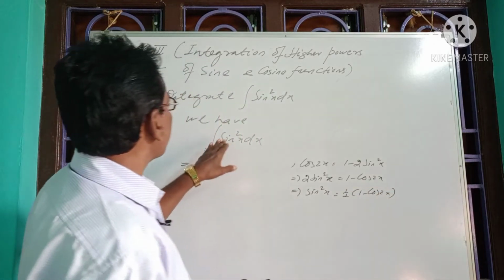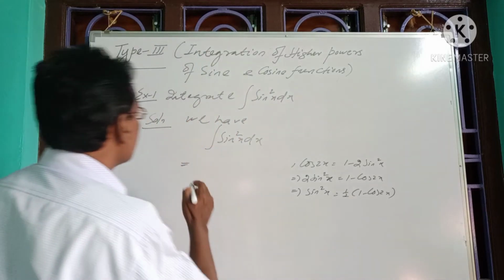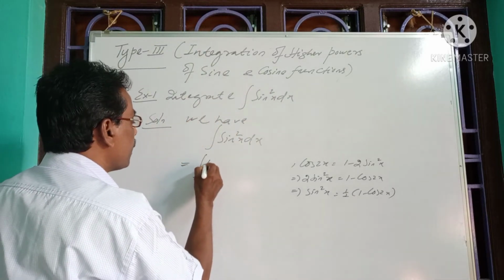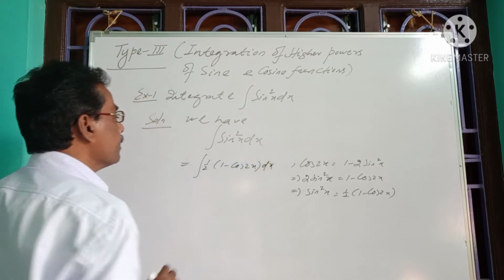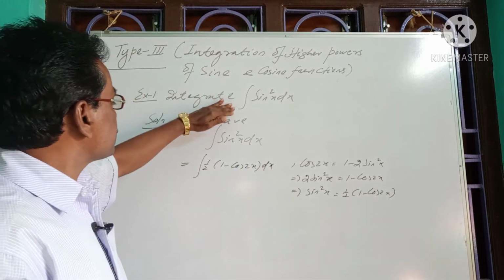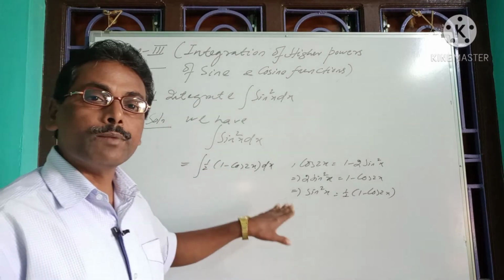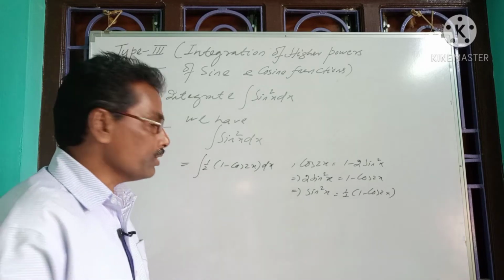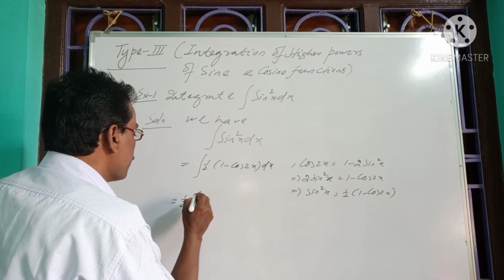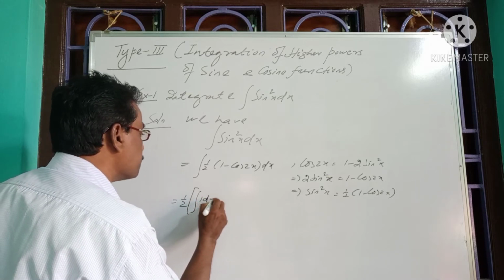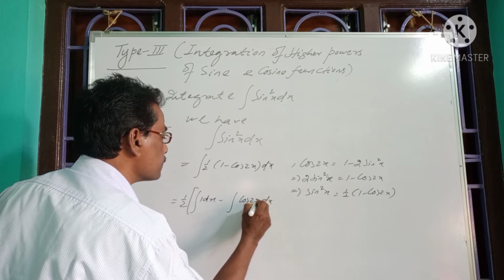Now in place of sin square x, we may substitute half into 1 minus cos 2x. So we have the integration of half into 1 minus cos of 2x with respect to x. Now transforming sin square x into the form half into 1 minus cos 2x, both 1 and cos 2x are integrable because these are in the formula form. Again simplifying, and taking half out of the integral, we have half into integration of 1 with respect to x minus integration of cos of 2x with respect to x.